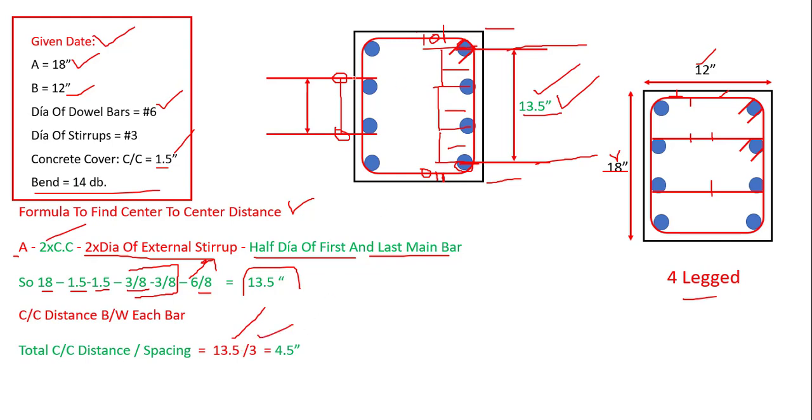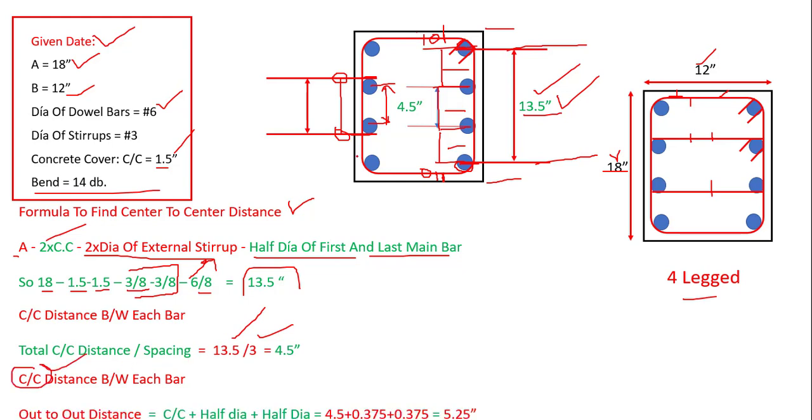So the center to center distance between two bars will be equal to what? It is 4.5 inch, this one. So now what we need to do is find out this external distance. This is what we need to find out. This is 4.5 inch. Now we need to find the external distance between each bar, not center to center. So the outward distance I'm talking about.